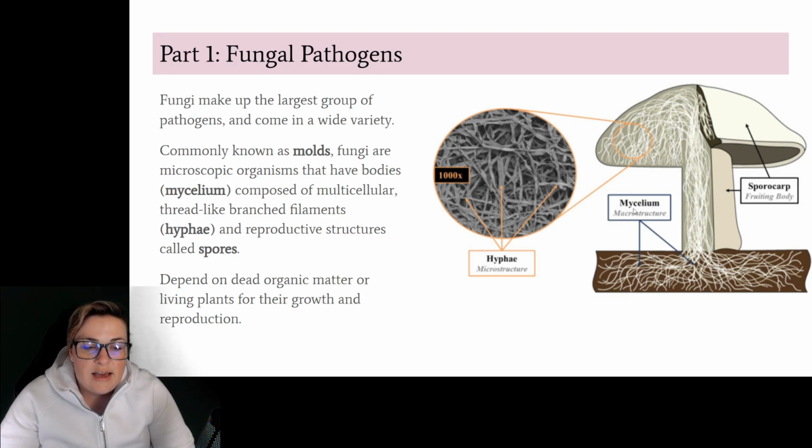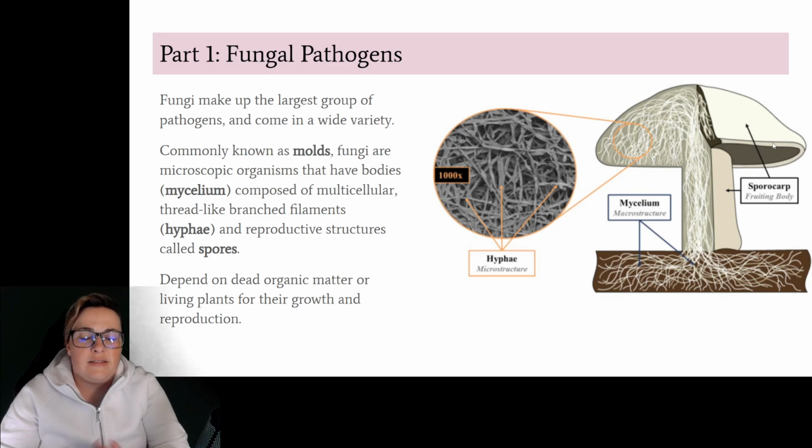And then we see that we have mycelium, which is like a macro structure of that organism. And then hyphae are the microstructures that create the mycelium. So that's something important to know. Not that we're going to have mushrooms budding on our grapevines, but this is just a very basic overview of the anatomy of what we're talking about here, right?